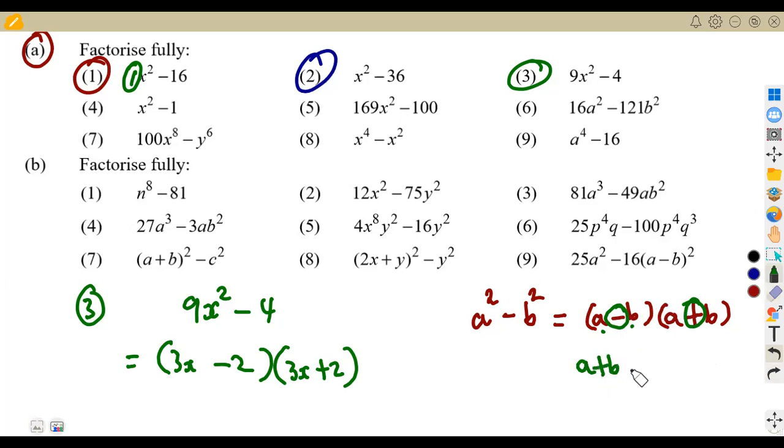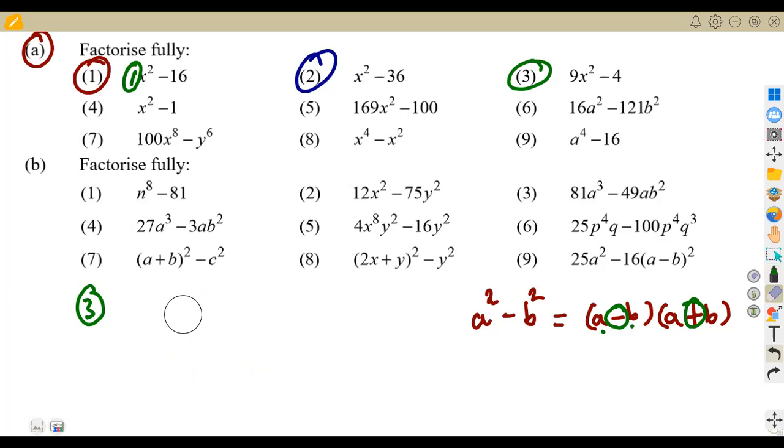I can even write this as (a + b)(a - b) like that. The order does not affect the answer as long as you are dealing with the same brackets. As long as the brackets are the same, the order does not affect anything at all. So that is how we can have our answers in this case, all right?